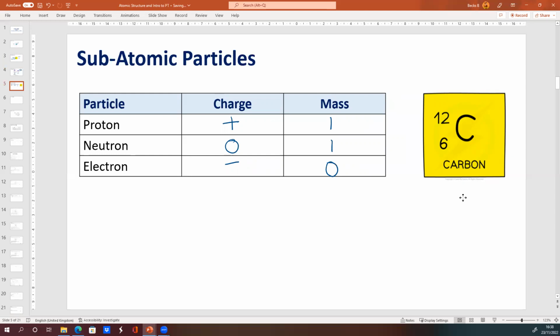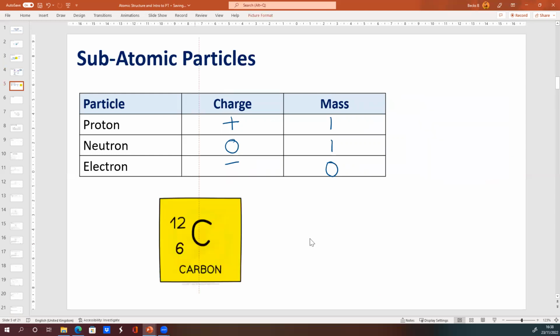Coming back to what we were doing earlier, just a quick reminder: protons, electrons, neutrons. Remember this bottom number is the atomic or proton number. So we know that there's 6.